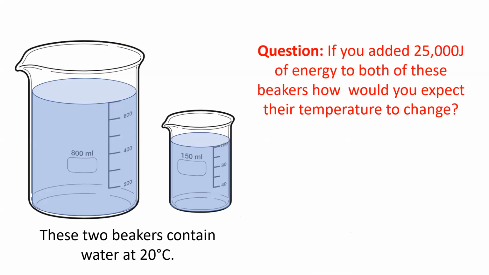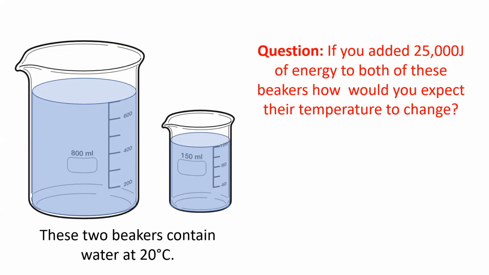So you might be given a question a bit like this one in your exam. You have two beakers and they both contain water at 20 degrees C. The first beaker contains 800 milliliters of water. Your second beaker contains 150 milliliters of water.